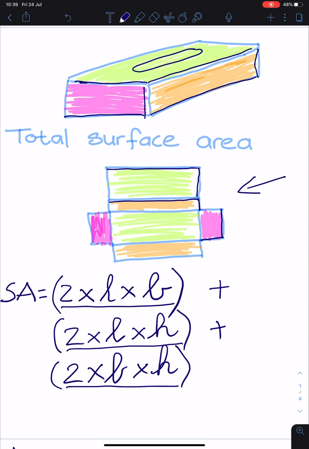I call this the tissue box theory, and there's always a tissue box in the classroom to remind you of this. If you open up the tissue box, there are 2 length times breadths, the top and the bottom. There are 2 length times heights. There are 2 sides. And there are 2 breadth times height. There are 2 ends.